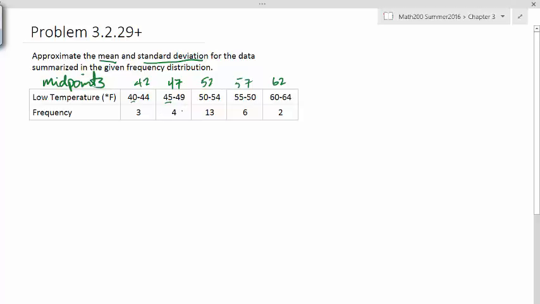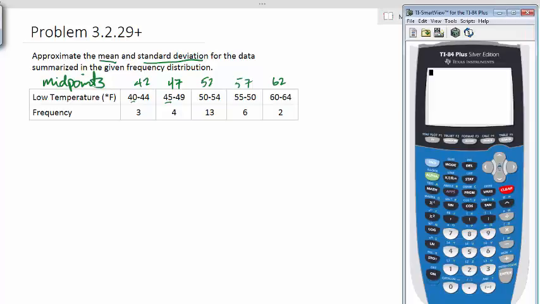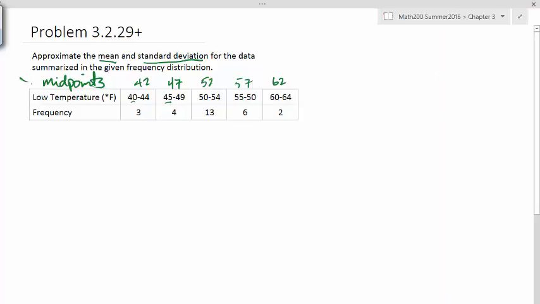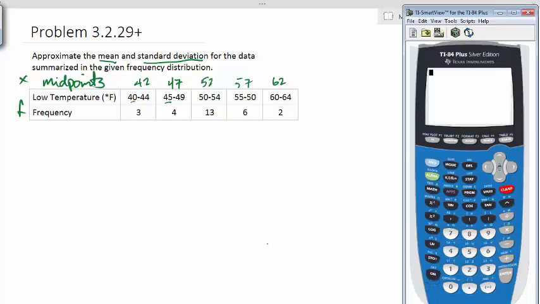But in terms of using the calculator, we will also do the same thing. Alright, let's take a look at our calculator now. And for this, we want to input these pieces of information in our list. So we want our x values and our f values, which are the frequencies. So on our calculator, we're going to make up a list.